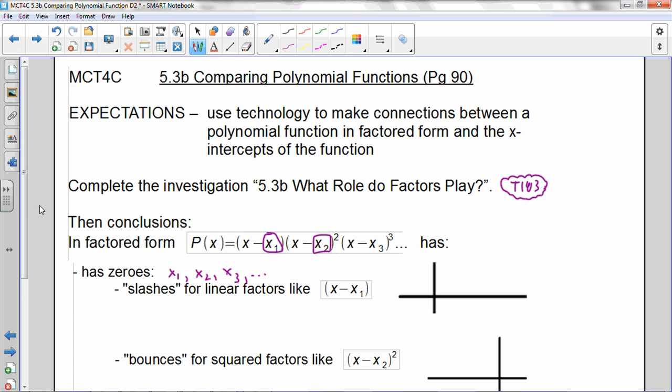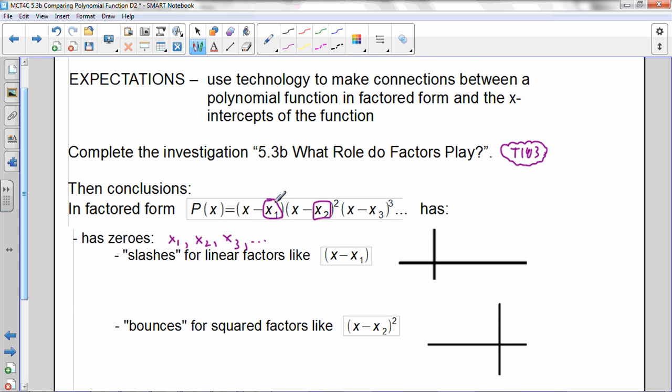Okay. So what does it look like? Well, if there's no exponent, or the exponent is 1, it's what I call a slash. So where we have an x-intercept there, it sort of just goes right through. It slashes right through. And notice that kind of looks like a line, right? If we had a root that had a squared on it, like x2 here, then it behaves like a parabola. It's what I call a bounce.